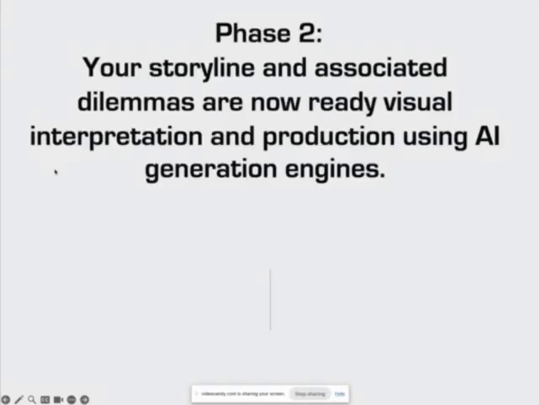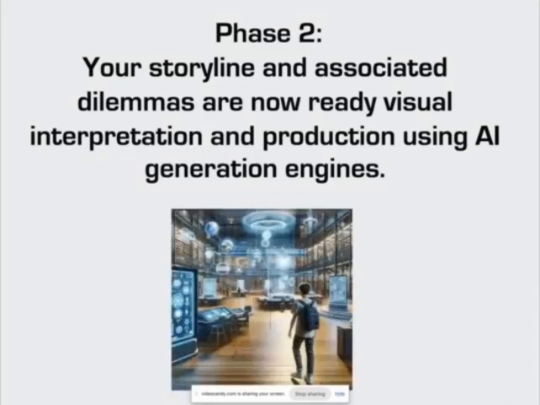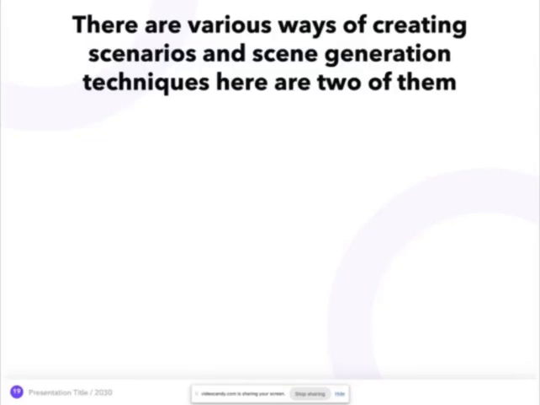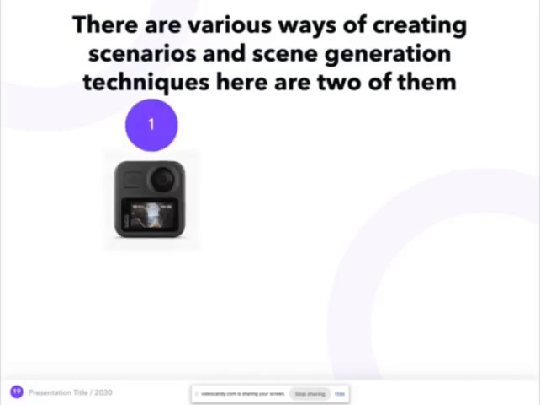Phase 2. Your storyline and associated dilemmas are now ready for visual interpretation and production using AI generation engines. There are various ways of creating scenarios and scene generation techniques. Here are 2 of them. Number 1, you can go out and purchase a 4K GoPro. Items such as this can be found on Amazon for approximately $400. Once purchased, set it up in the environment of your choice. Then integrate a third-party software application to provide hotspots and links.